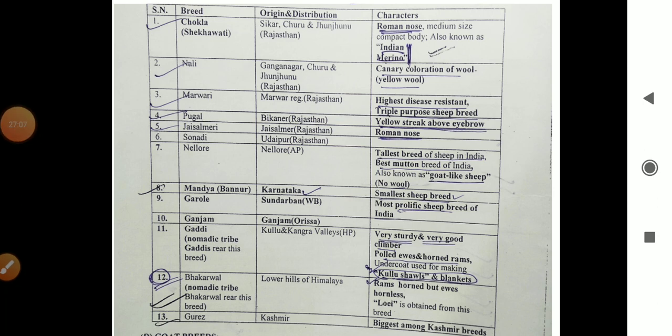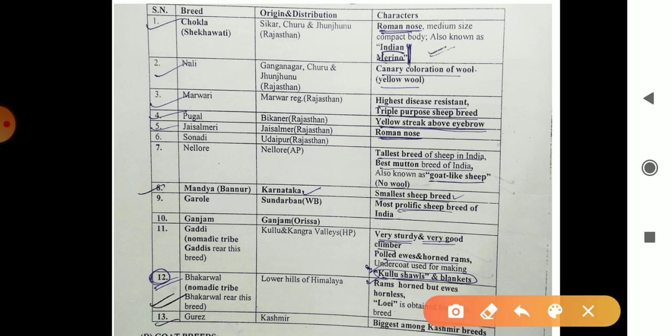Coming to the next question, some Indian breeds of sheep. I am just telling the important ones. The Chokla, which has a Roman nose shape, is also known as Indian Merino. The Nali breed has canary colored wool. The Marwari breed of sheep is highly disease resistant, a triple purpose sheep breed.